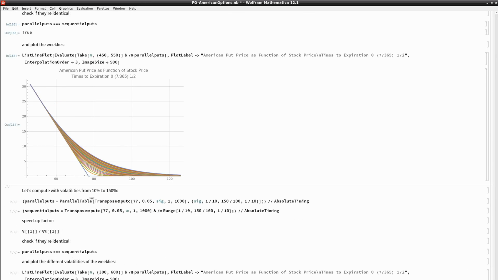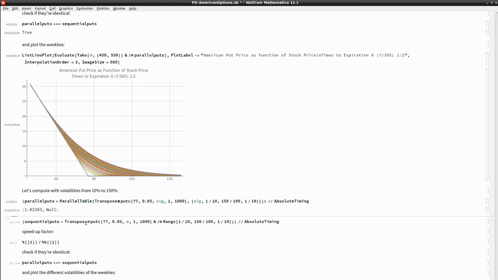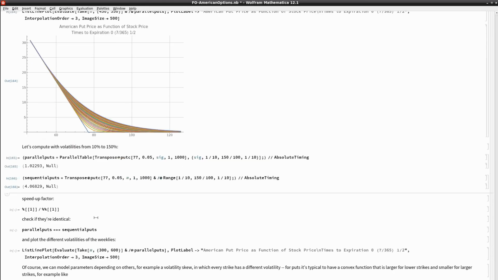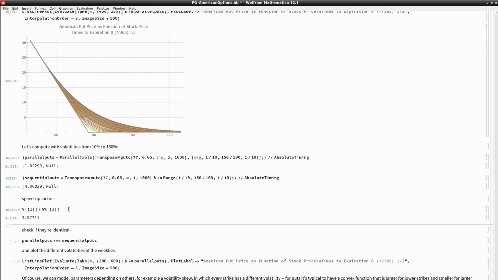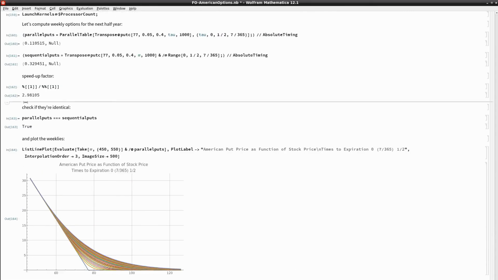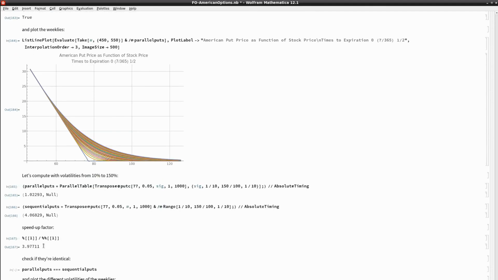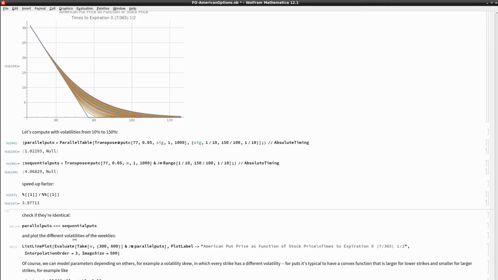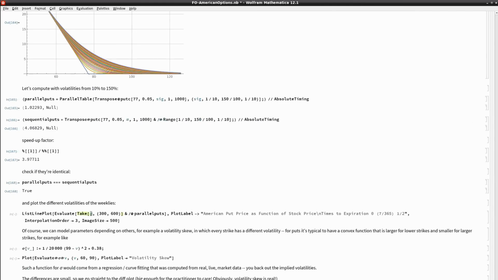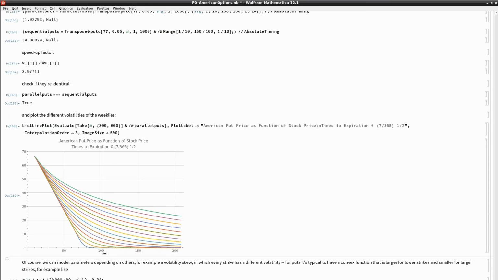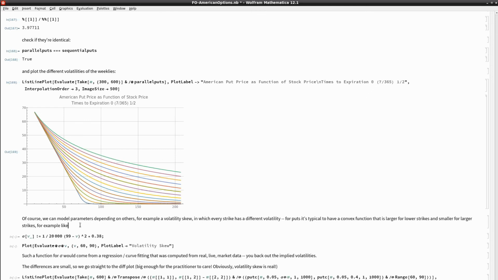So let's also use parallelism on the volatilities. So here we go from 10% to 150% in steps of 10%. We submit that in parallel. Note the timing. It comes back in 1 second. And let's do it sequentially in comparison. That will take much longer. Our speedup factor here is 3.97. Oh, here it was 3 and here it is 4. I'm sorry. Here the speedup factor is around 4. Check if they're identical. That's the case. And plot them for different volatilities of the weeklies. All right, here we have them. Okay, so I think it's a fairly good method.